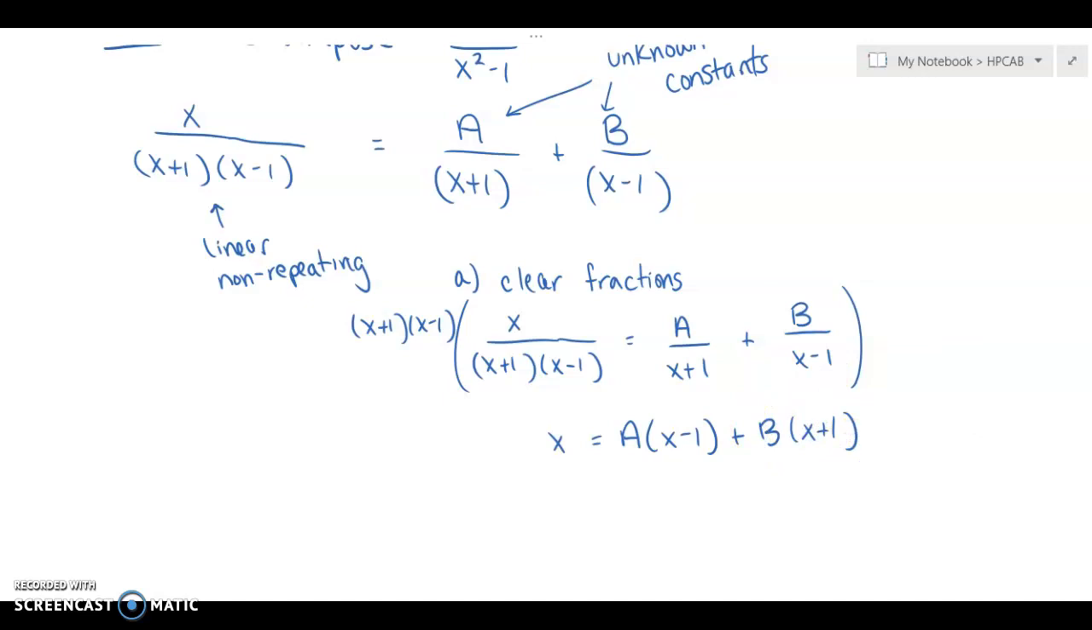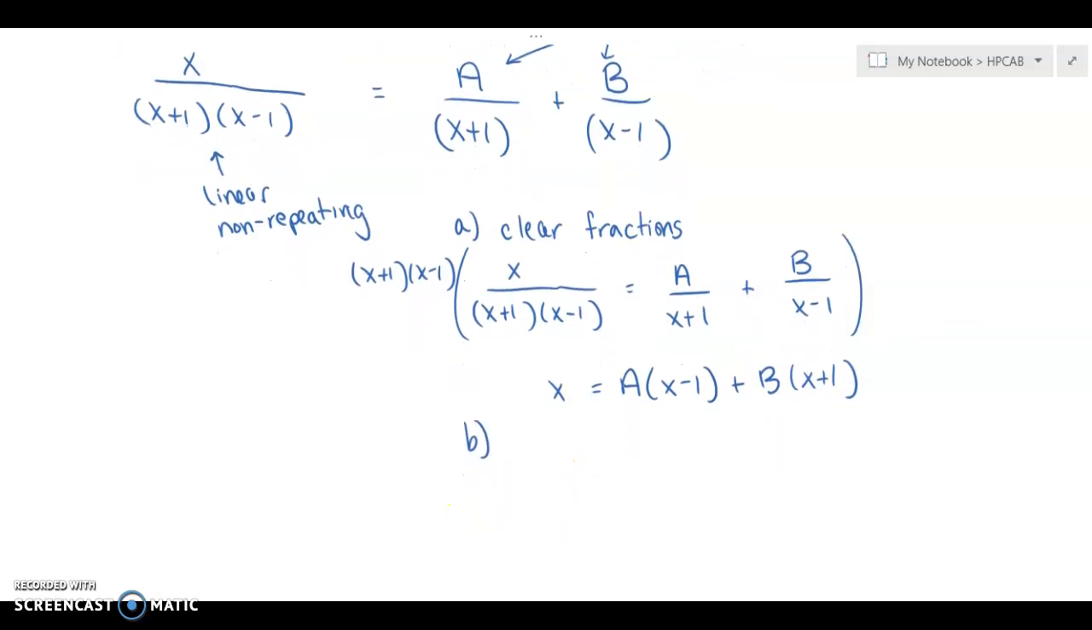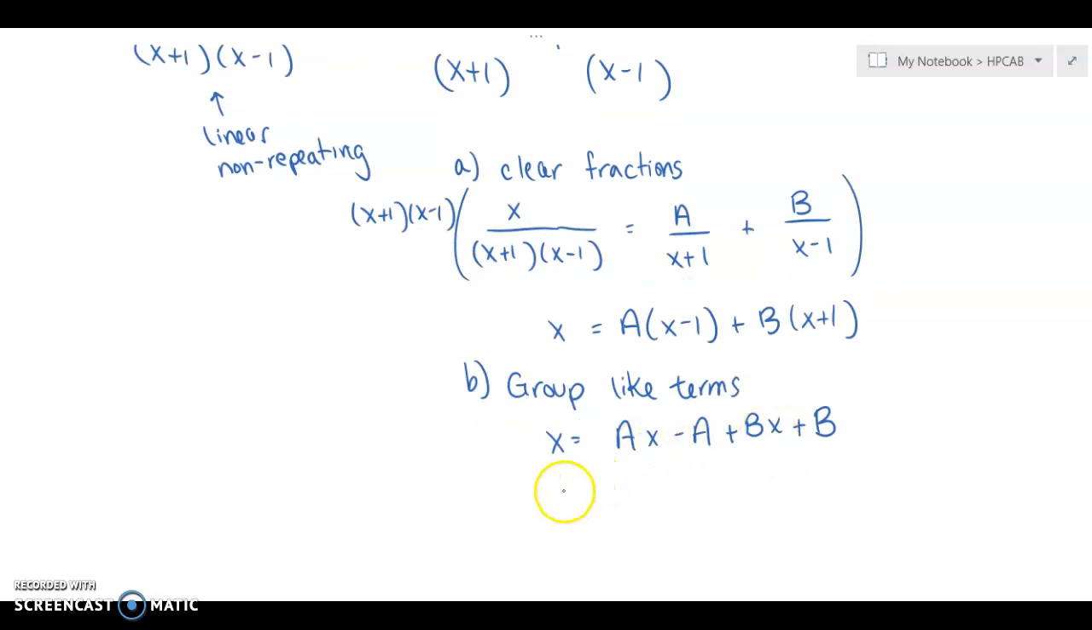All right, and then what we're going to do, step B here, is group like terms. So I'm going to distribute. I get x equals a times x minus a, plus b times x plus b. And what I'm going to do is group the like terms. So I'm going to put the terms that have the x's by each other, and the terms that don't have x's by each other. I'm going to leave this x on the left side all by itself for right now. So I'm going to put the ax plus bx together, and then the negative a plus b together. I just kind of move them around.